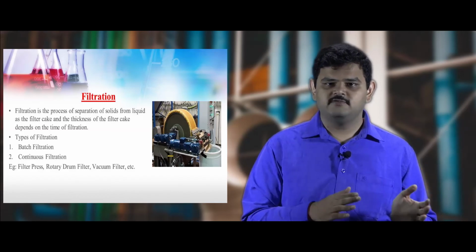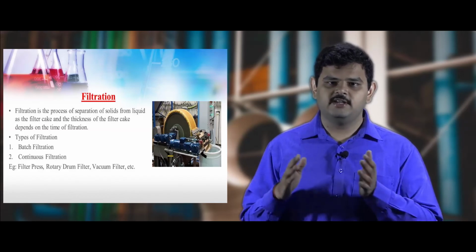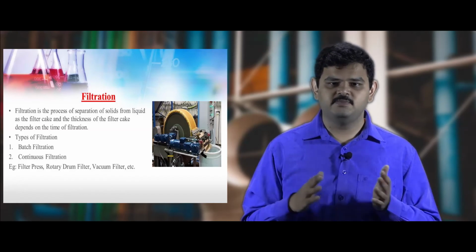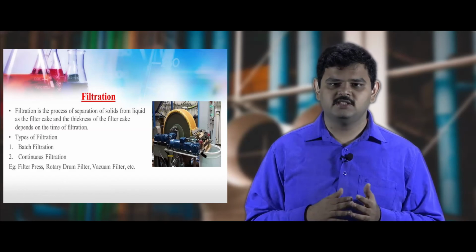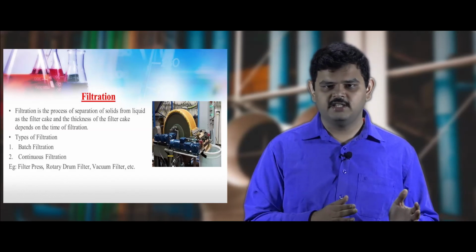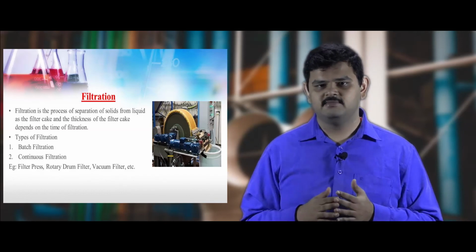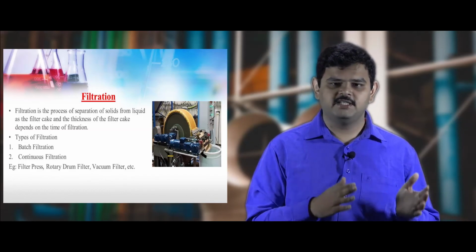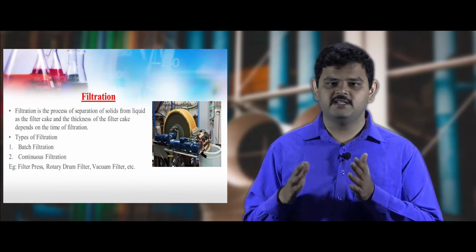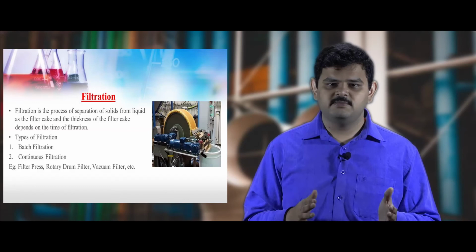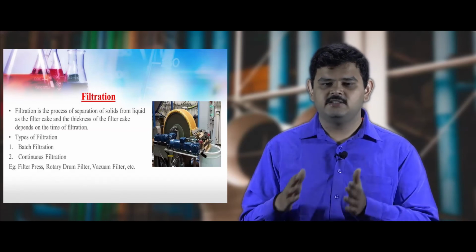The thickness of the filter cake is calculated based upon the time of filtration. The different equipments involved in the filtration process are the rotary drum filter, filter press and rotary vacuum drum filter, where we use either pressure or vacuum to separate the filter cakes and the liquid. The filter cakes will then be dried and sent to the sludges.